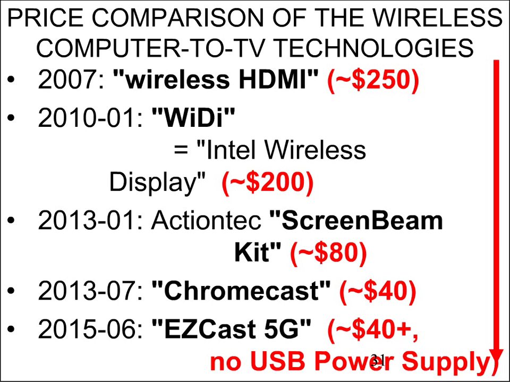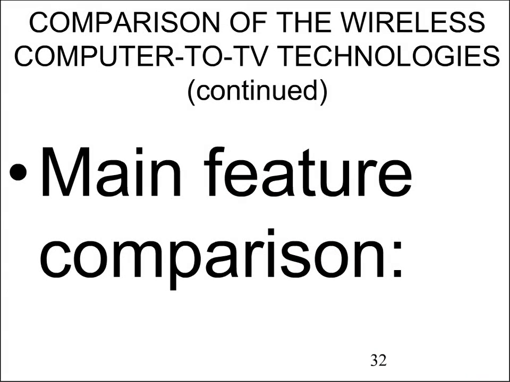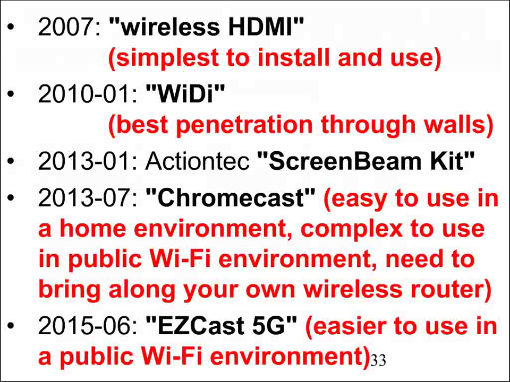Well, late in the year, Chromecast came out, and it's a Google product, and it was available for half the price of Actiontec's Screen Beam Kit, roughly $40. And for $40 this year, EZCast came out with their 5G, which is a faster and more advanced version of the EZCast receiver. Now, each one of these technologies has its weird quirks and advantages and disadvantages.